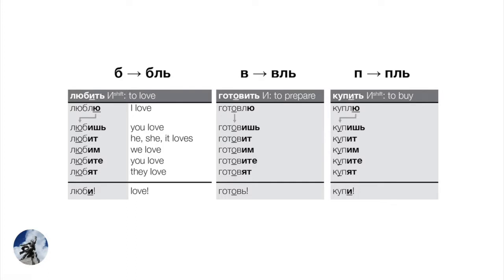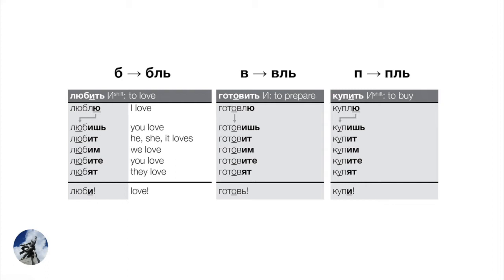Okay, so let's look at three examples. Let's take lyubit, to love. Our final stem consonant is b, and lyubit is an E verb. That means we're going to get a mutation in the ya form only if a mutation is possible. Our final consonant is b. Can b mutate? Yes, we just learned that. It's going to mutate by adding a soft L. And so that's what we get in the ya form, lyublyu. But in the remaining forms, we're back to simply b: lyubish, lyubit, lyubim, lyubite, lyubyat.